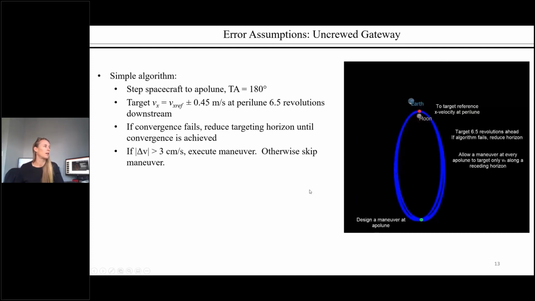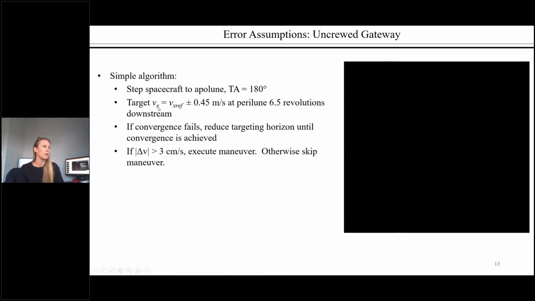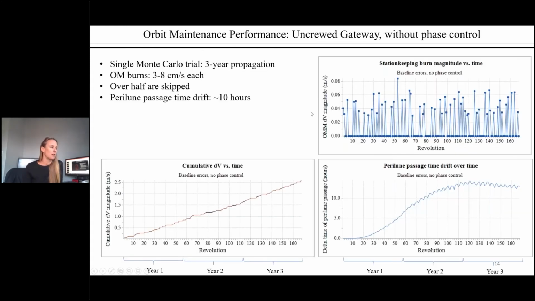Okay, so in this simple algorithm, we are targeting just Vx equals Vx ref. So the value of the rotating x velocity along the reference trajectory at its paraloon, 6.5 revolutions downstream from our maneuver. So it's just one component. We're just targeting one thing. And what you see here is a single Monte Carlo trial for 3 years propagation. So each year is about 56 revs, since each rev is about 6.5 days. So you can see year 1, year 2, year 3.